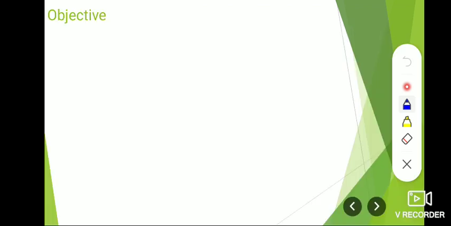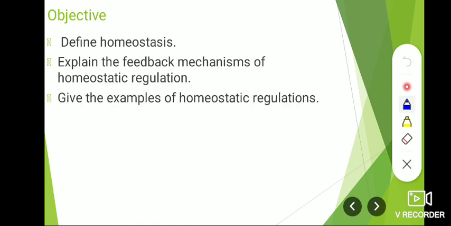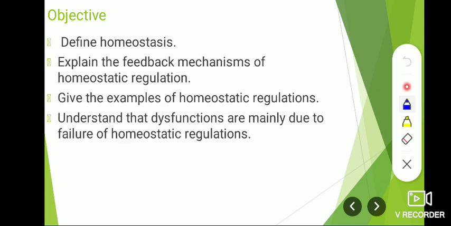Objectives of today's lecture are: define homeostasis, explain the feedback mechanism of homeostatic regulation, give examples of homeostatic regulations, and understand that dysfunctions are mainly due to failure of homeostatic regulation.